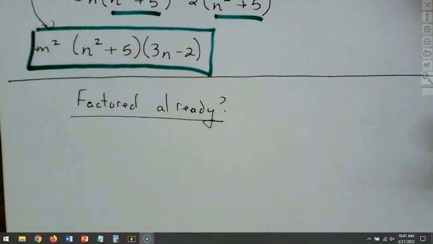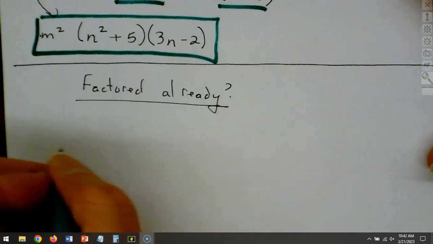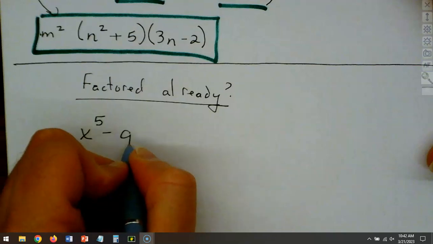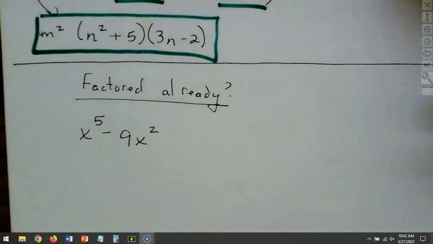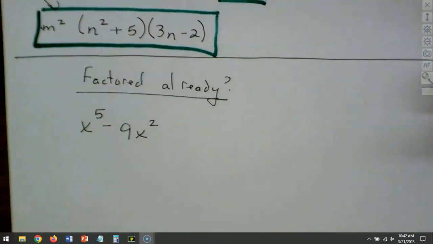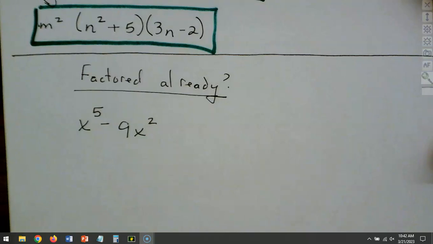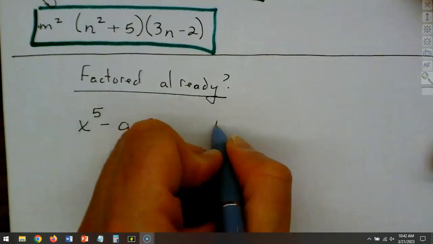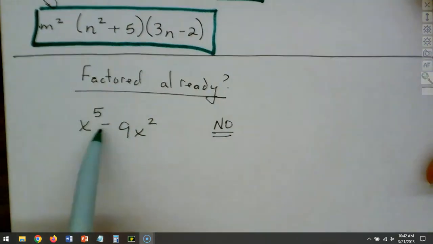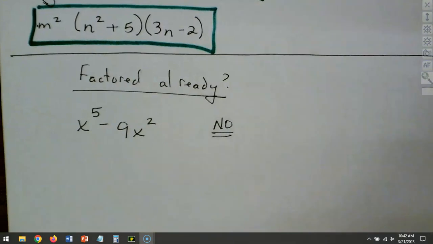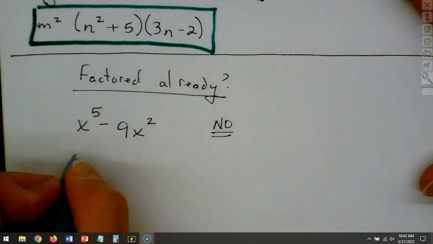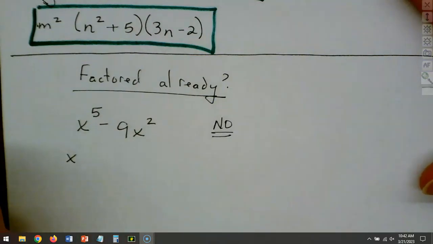So are these factored already? Is this one factored already? Is there anything more I can do? Yeah, I can do something with this, right? Has this already been factored? No, it has not been factored. Why not? What do these have in common? Do these have a variable in common? Yes. What variable could come out? X.